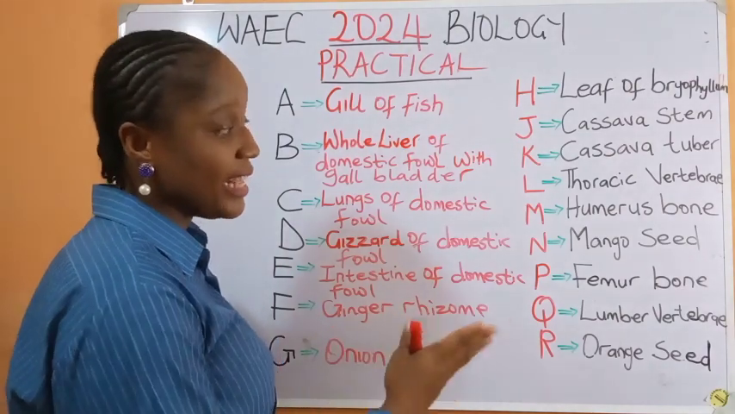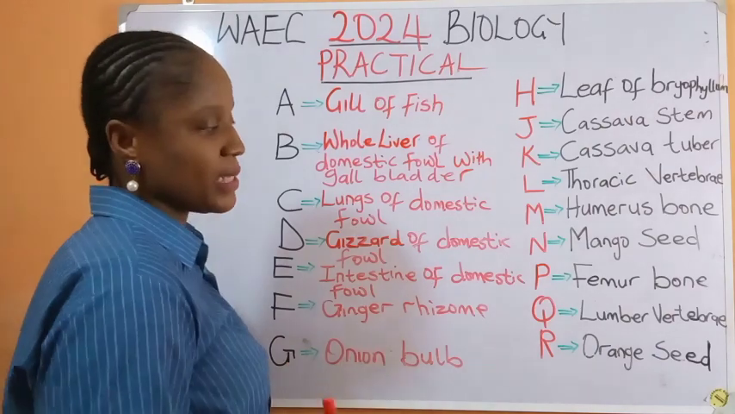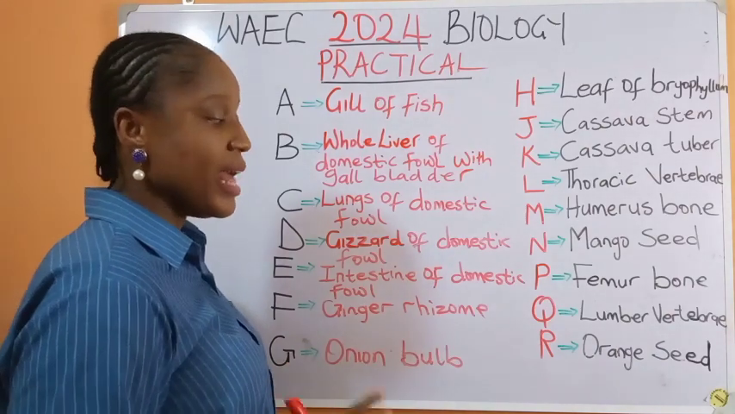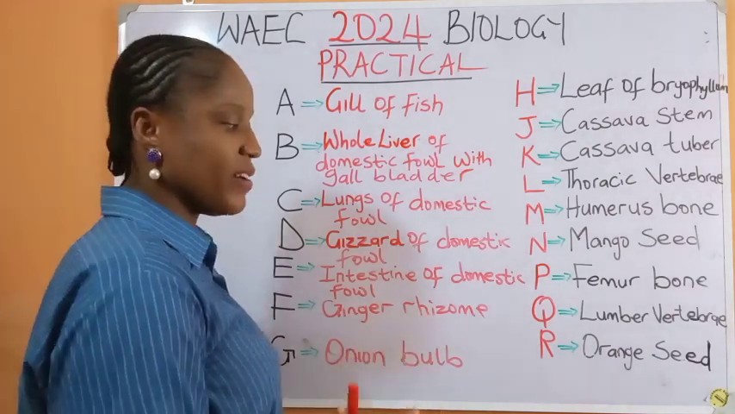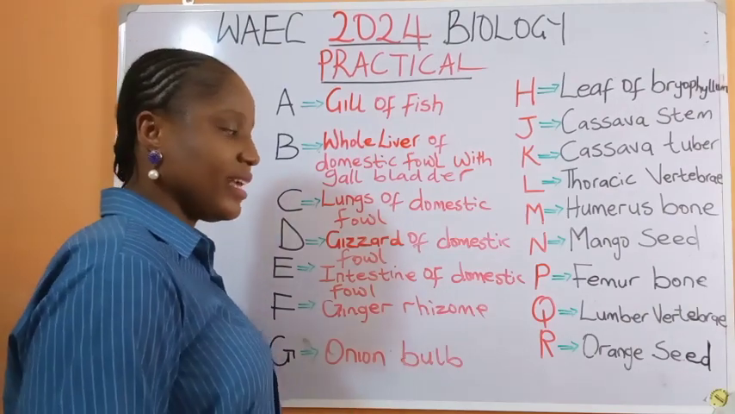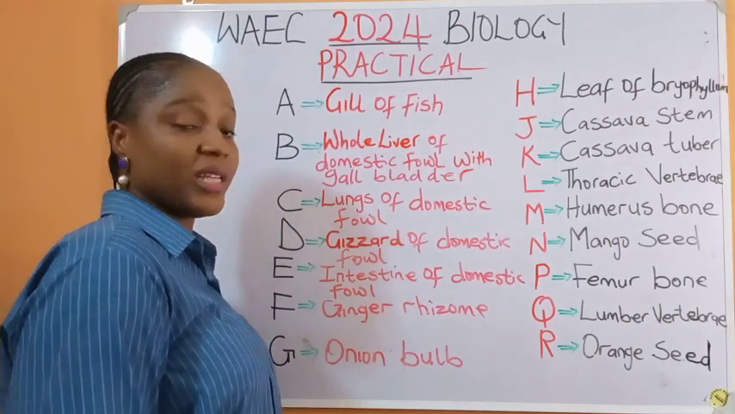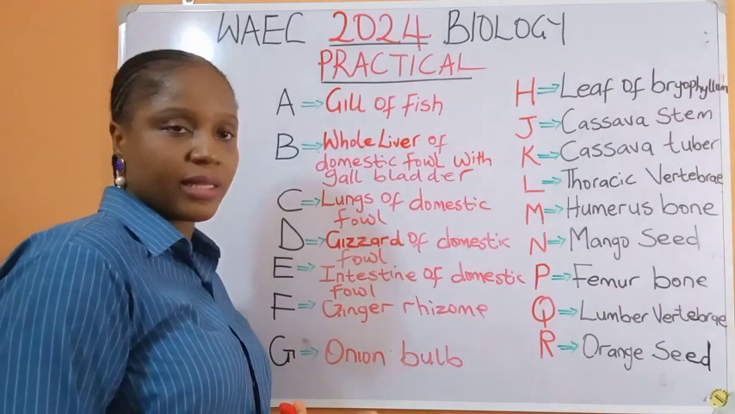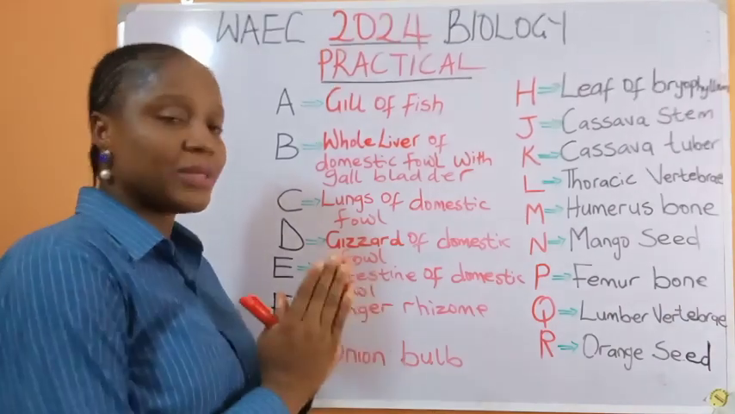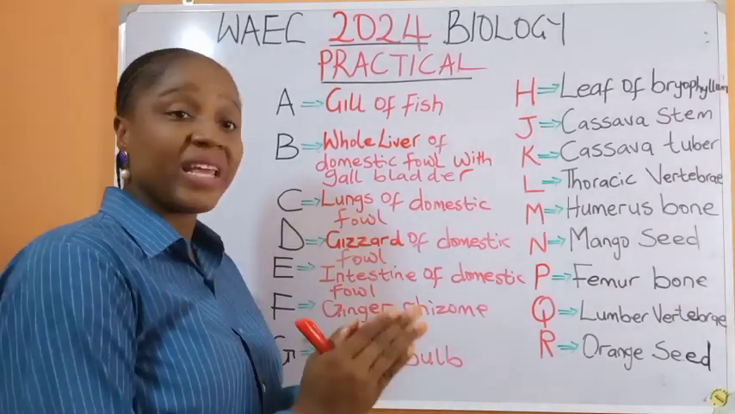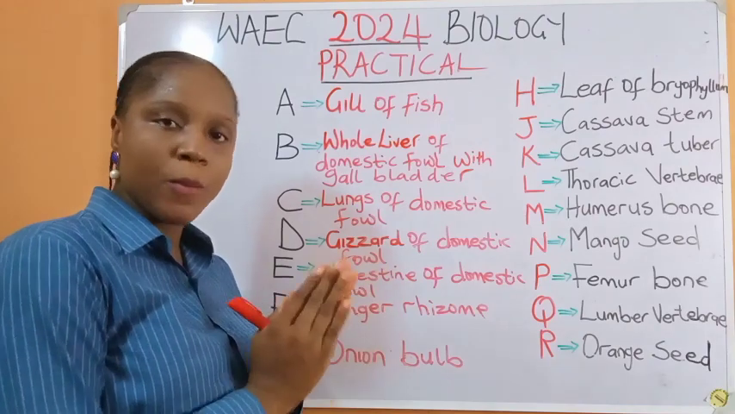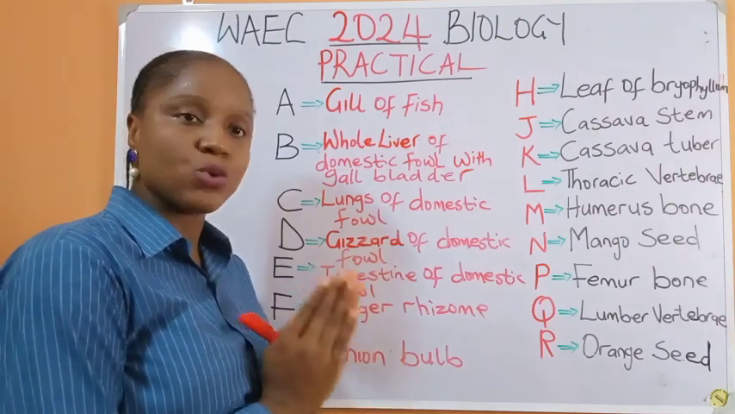And specimen N is the mango seed, while specimen P is the femur bone. And specimen Q is the lumbar vertebrae. While lastly, we have specimen R, which is the what? The orange seed. So these are the specimens that will be displayed to you in an alphabetical order. You are expected to know them.